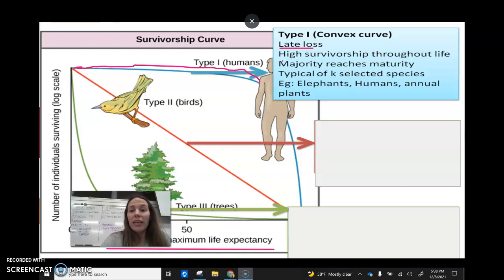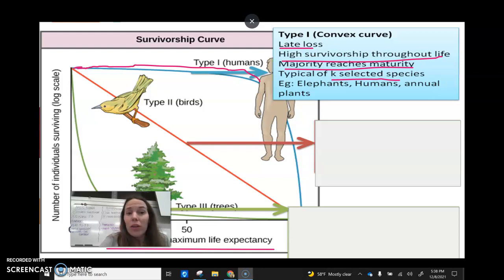So we have a really high survivorship through most of our life, and most of the organisms in this kind of survivorship curve have reached maturity. The majority. Now that doesn't mean that a type 1 organism can't die early in age. It's just that most of them make it to very late in life. This is very, very typical of a K-selected organism. So those K-selected organisms are going to tend to fall on type 1.